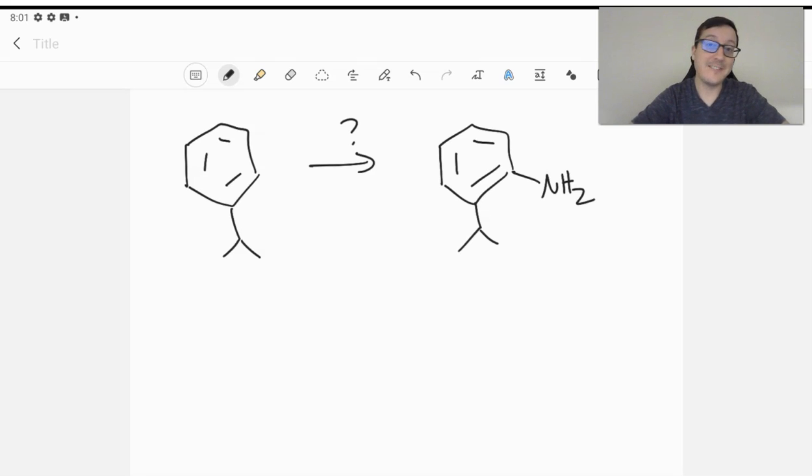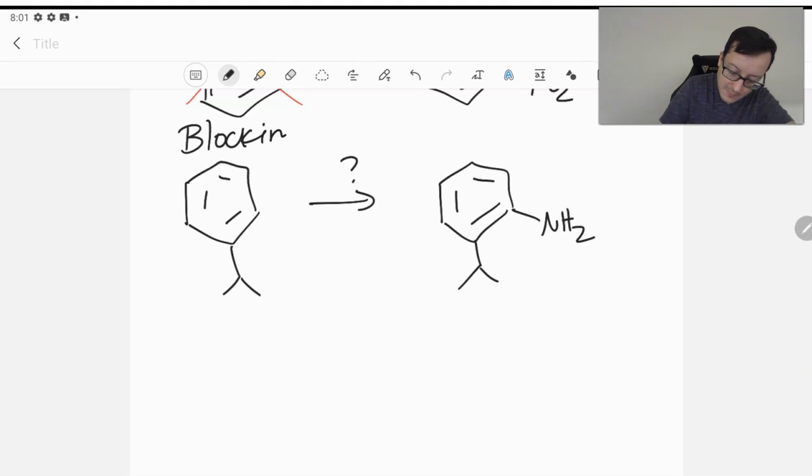Suppose I want to effect the following transformation. I want to take isopropyl benzene and make 2-isopropyl aniline out of it. How might I do this, guaranteeing that my new substituent, the amine, goes on the position I want it to? In this video, I'm going to introduce the concept of blocking groups.